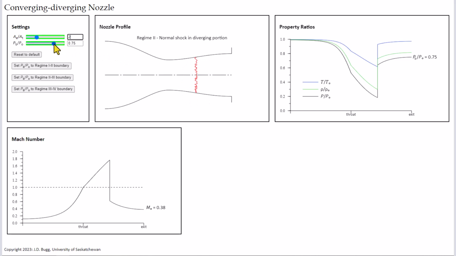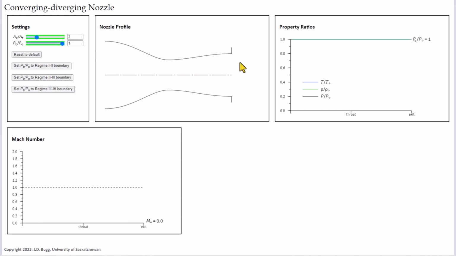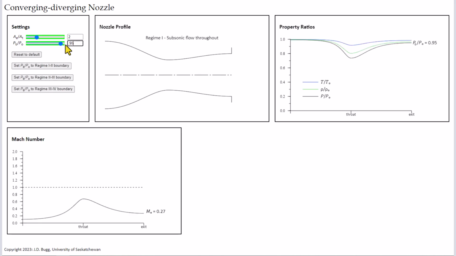We want to start with a pressure ratio of 1, which means the back pressure is equal to the plenum chamber pressure. This condition gives no flow. The property ratios are 1 all the way through the nozzle, and the Mach number is 0 all the way through the nozzle. Next, we slightly reduce the back pressure down to 0.95. We're told here we're in regime 1, and we have subsonic flow throughout the nozzle. If we look at our property ratios, we see they are near 1 at the entrance to the nozzle, and temperature, density, and pressure all reduce as the flow accelerates to the throat. In the diverging section, they all increase again. This is an entirely subsonic flow. The pressure reduces and then increases again in the diverging section.